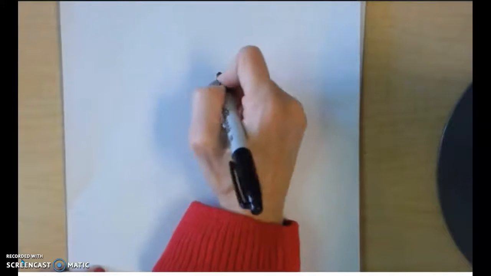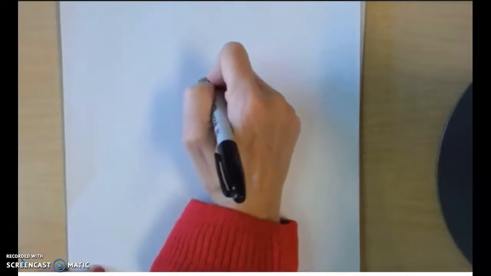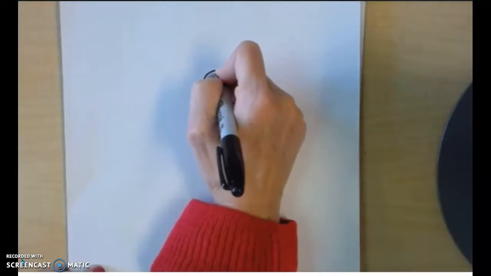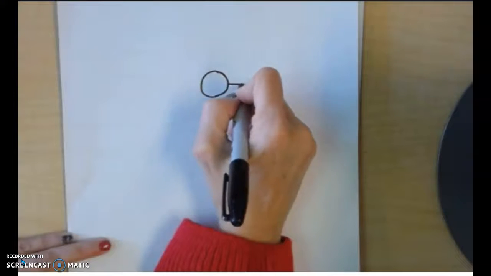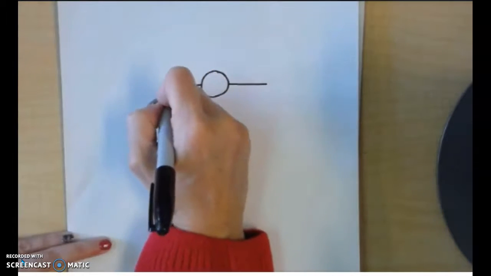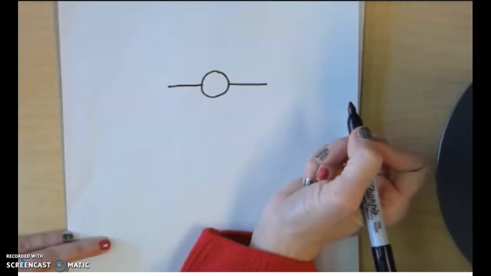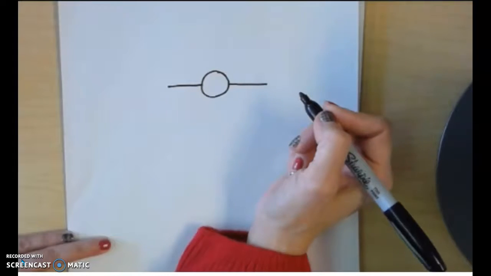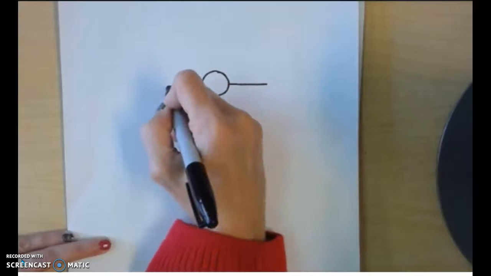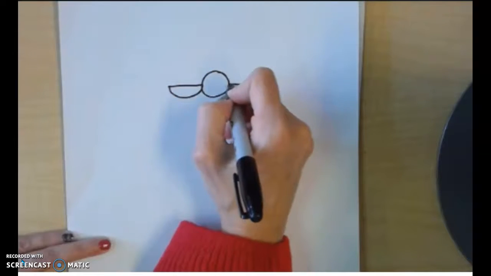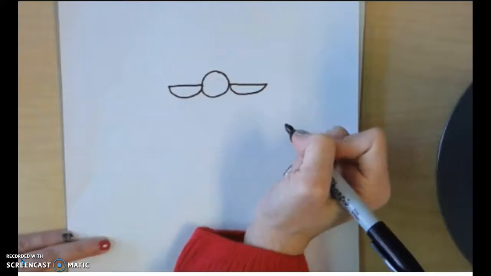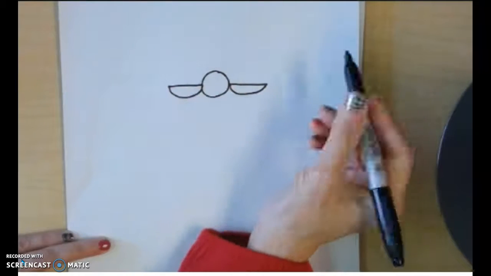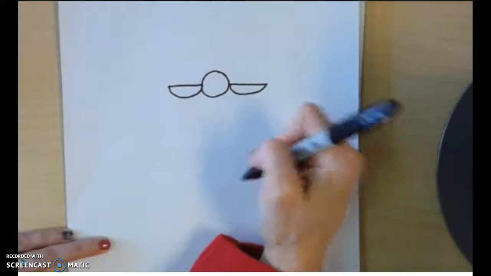So in about the middle of our page, we're going to draw a small circle. And on each side of that circle, we're going to draw a small line out. And under each line, we're going to draw a curved smile. Now, under these curves, we're going to draw a bumpy cloud down and around to the other side.